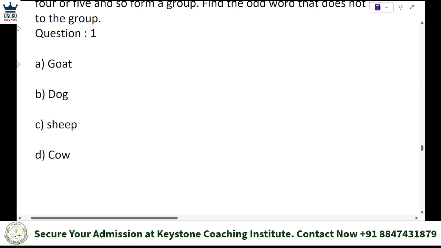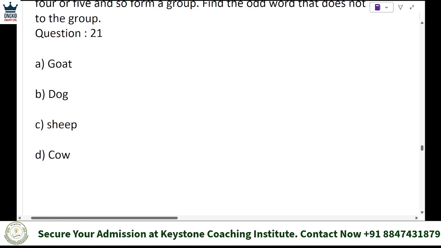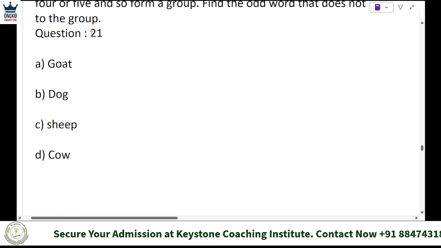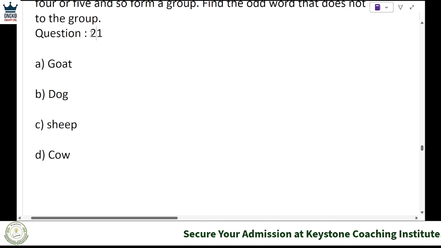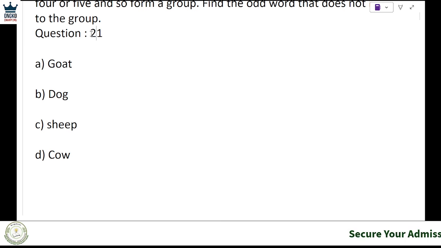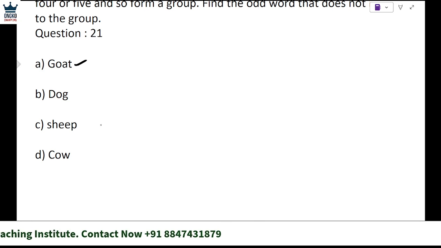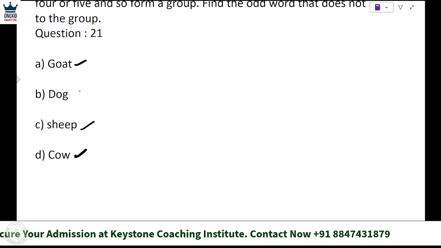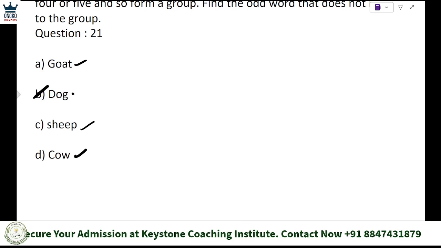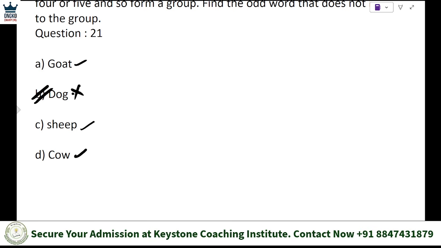This is question number 21. Here goat, dog, sheep, cow. So one is different. Not just by seeing the question, we know now. Goat, sheep and cow are the same, so dog is the one to cross out. So the answer is dog. Dog will be the answer.